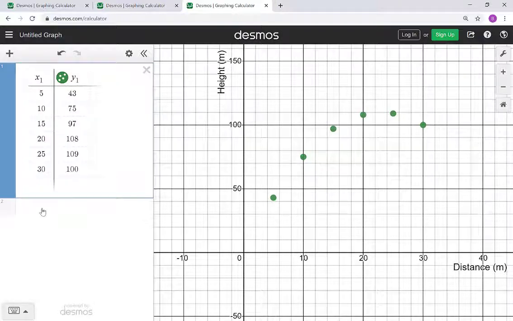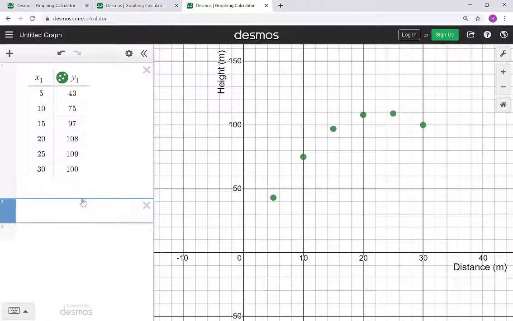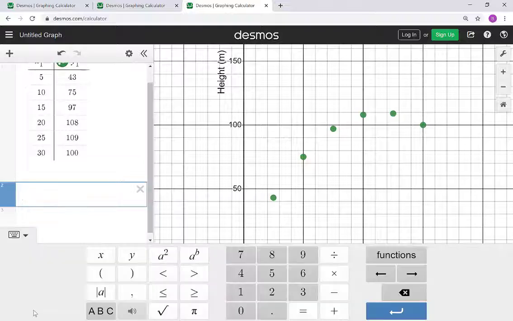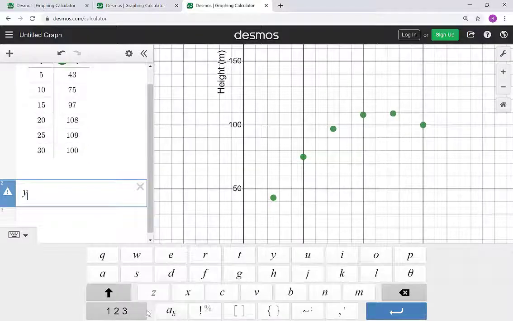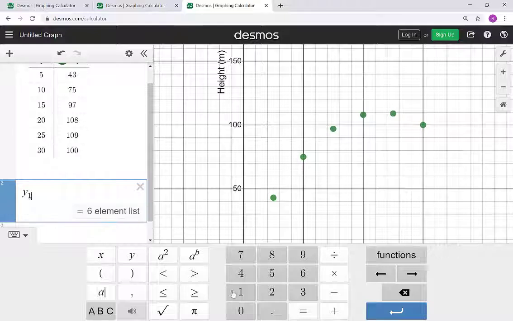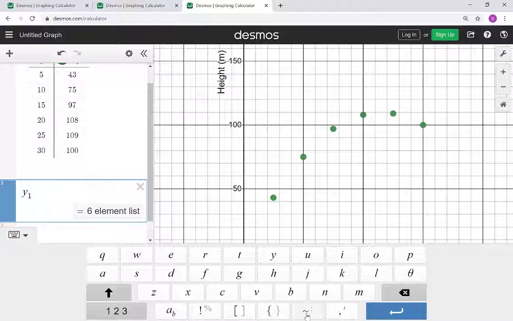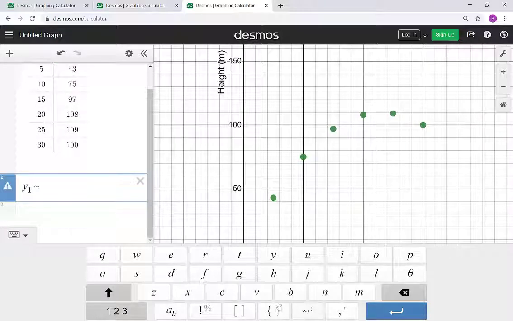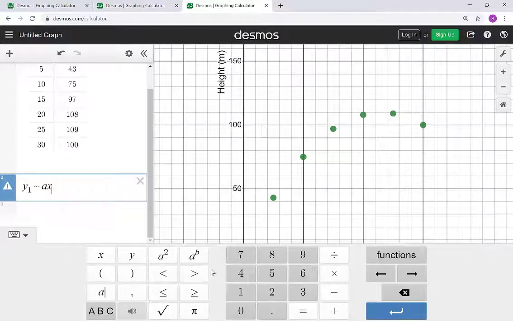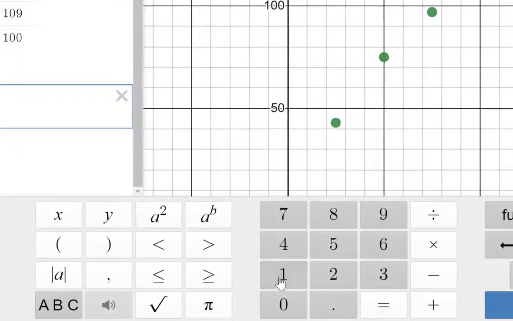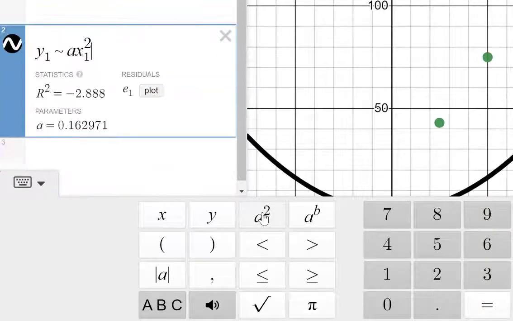Next, we want to find the quadratic equation of best fit. So let's go down to our keypad. So remember from our table of values, this is y1. So we click the y, find the subscript button, go back to our numbers, type in 1, hit the right arrow, go over to the approximate symbol or the tilde, and then we need an x subscript 1, and then we need the squared on it. So there's the square button.